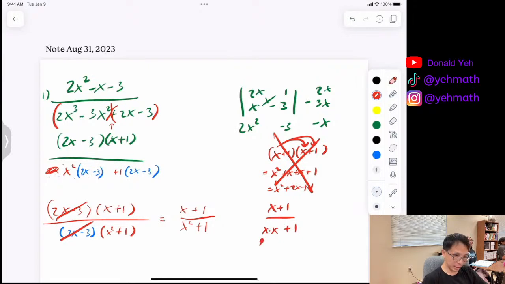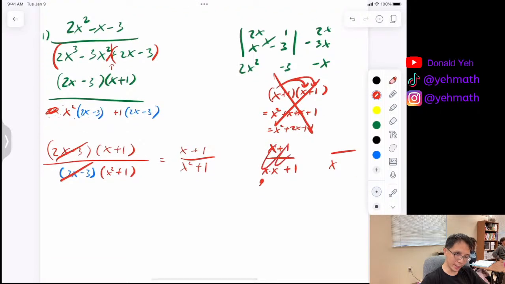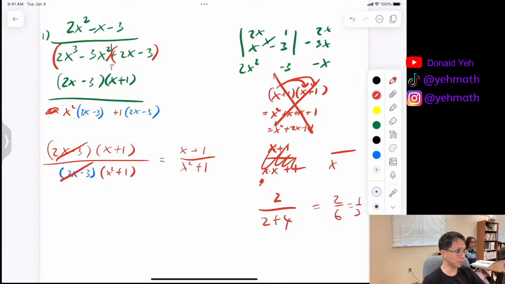Now, for example, the way I give an analogy is really like this. Let's say 2 over 2 plus 4. That 2 cannot simplify. However, if I make some adjustment, you can simplify. You know the answer is 2 over 6, which is 1 over 3. This is the correct path. The final answer should be 1 over 3.